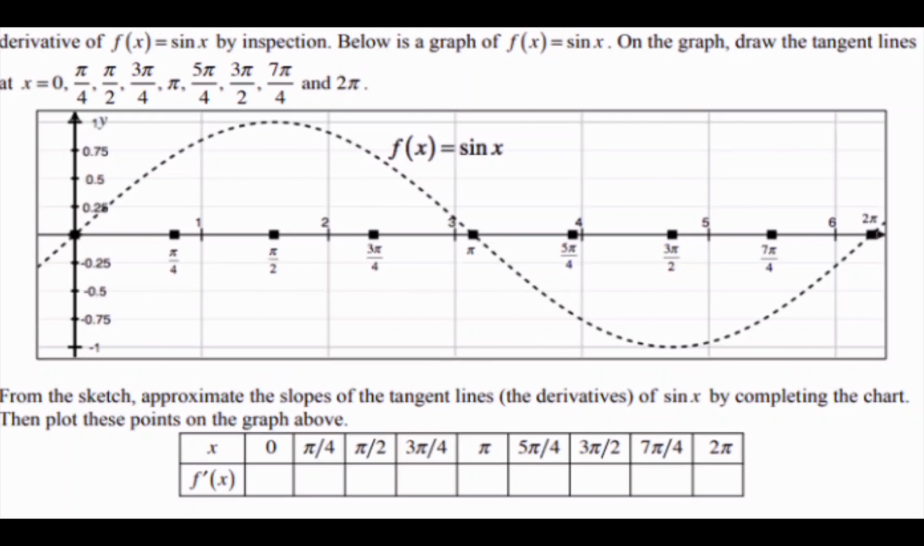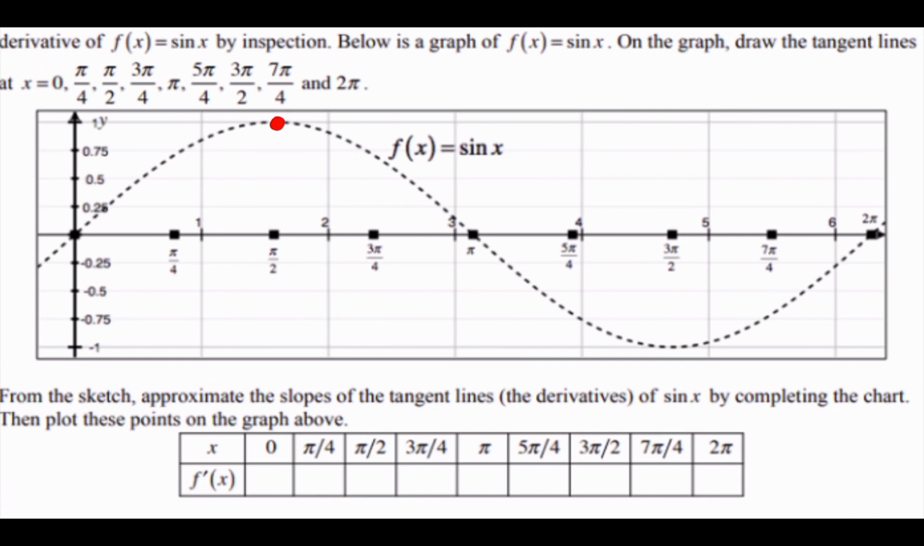Let's start here. Actually, let me use a different color here. At pi over 2. So the sine of pi over 2 is positive 1. Okay, that's what it says. That's what it says on your tables that I gave you, and that's what it says on here.